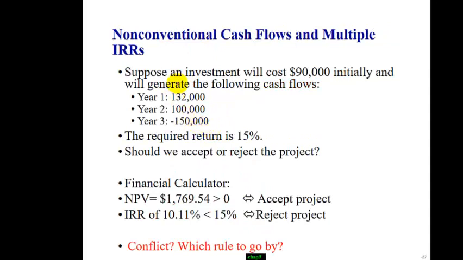Let's see this example. Using the cash flow keys on the financial calculator, we found IRR is 10.11%. Compare it to the required return. It's lower, so let's reject. But is it really so? This project is a non-conventional cash flow type. Initially, at time 0, you spend $90,000, and at time 3, you have another spending of $150,000. So this could have issues.